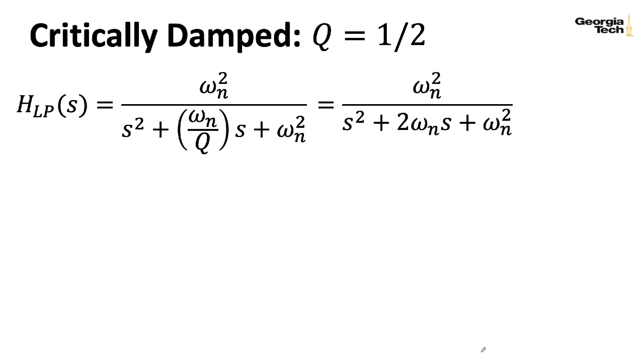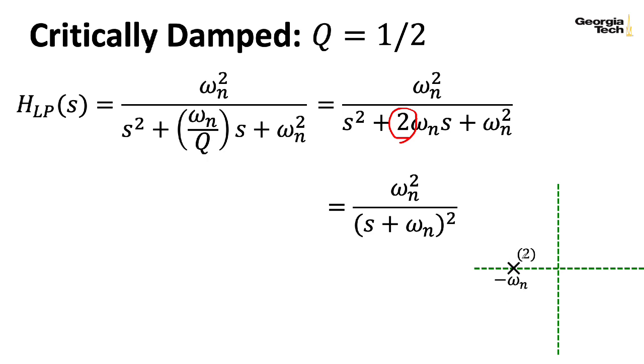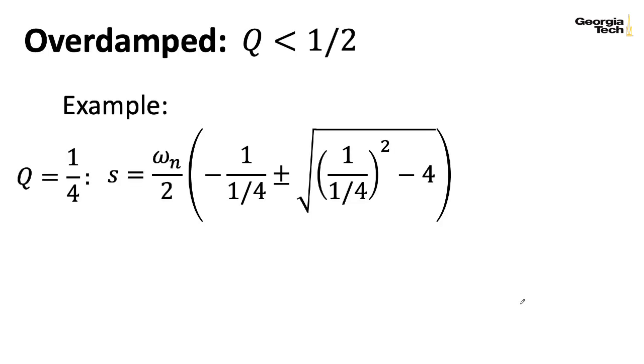So if we plug in 1/2 for Q, we wind up with a 2 here in the denominator, and that readily factors, and we see that we have two poles sitting on top of each other at minus omega n. So this is basically the case where you have two identical filters, each of them a single pole filter, and both of them have a half-power cutoff point of omega n. What about the case where Q is less than 1/2? Well, in that case, the poles are both real valued. As a particular example, let's try Q equals 1/4.